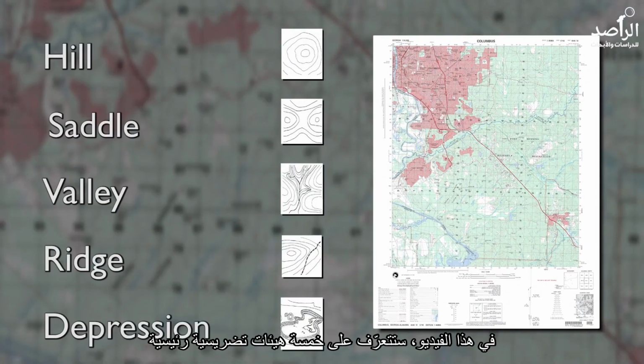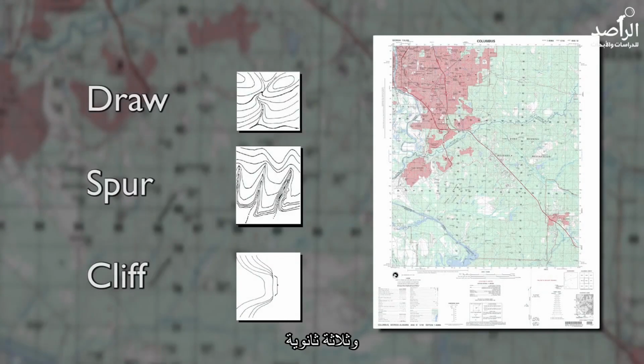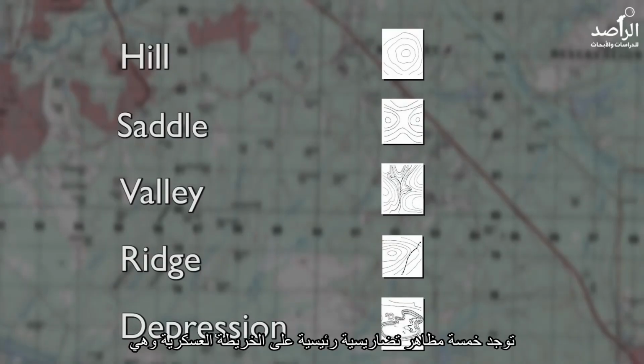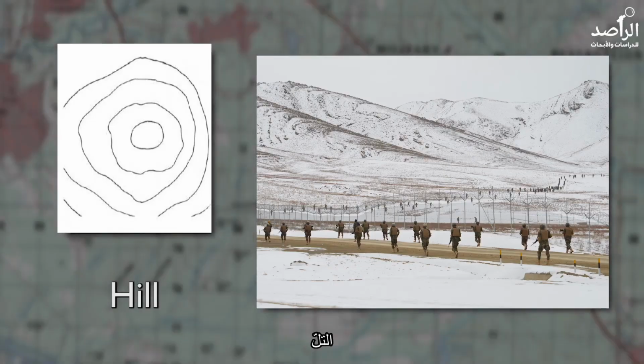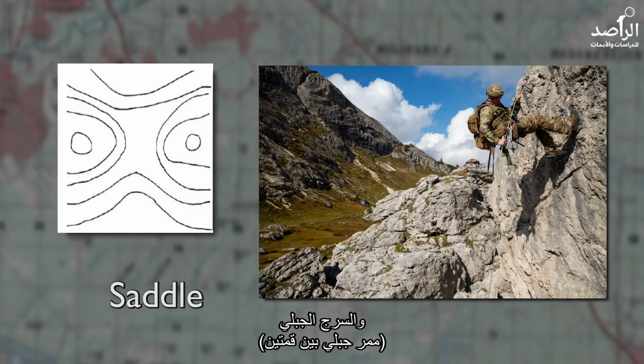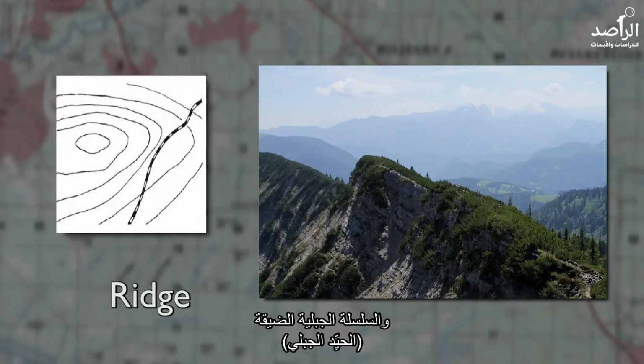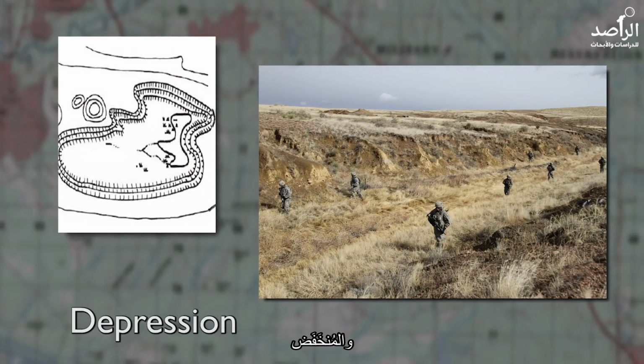In this video, you will identify the 5 major, 3 minor, and 2 supplementary terrain features on a military map. There are 5 major terrain features on a military map: a hill, a saddle, a valley, a ridge, and a depression.